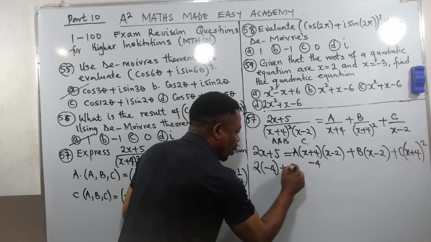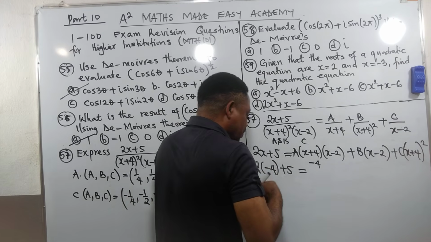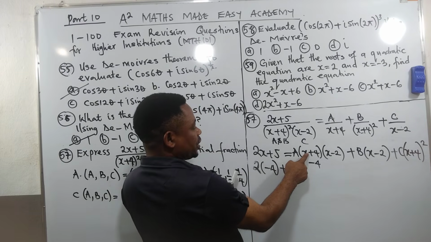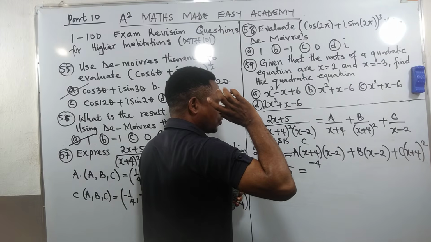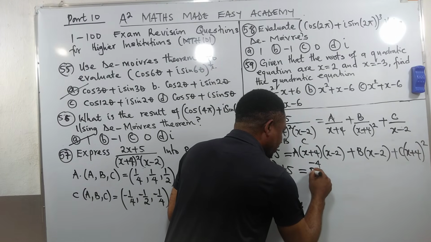Minus 4, then plus what? 5, equal to. Now observe here, is minus 4 already plus 4? It is already 0. 0 times everything automatically becomes 0. I will now move to b, right?